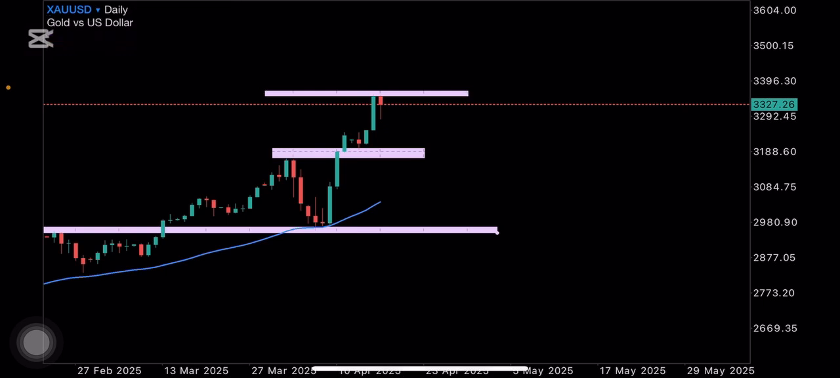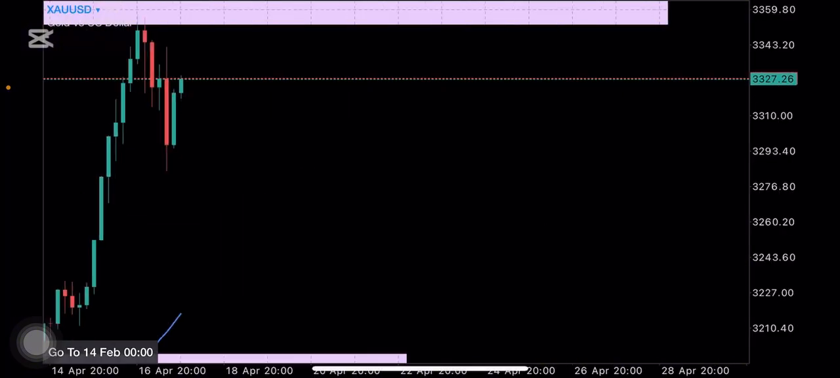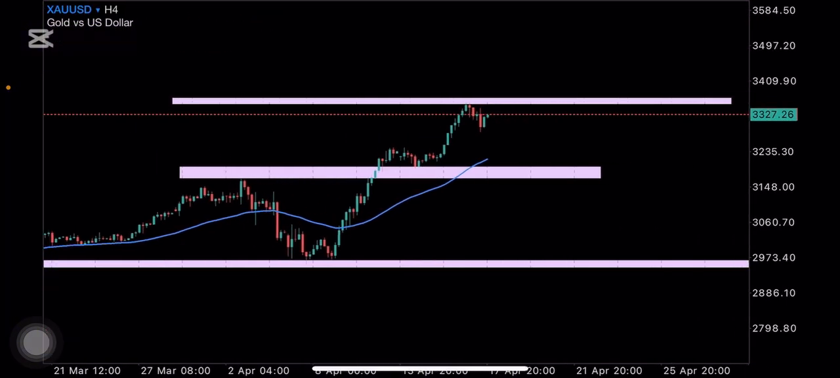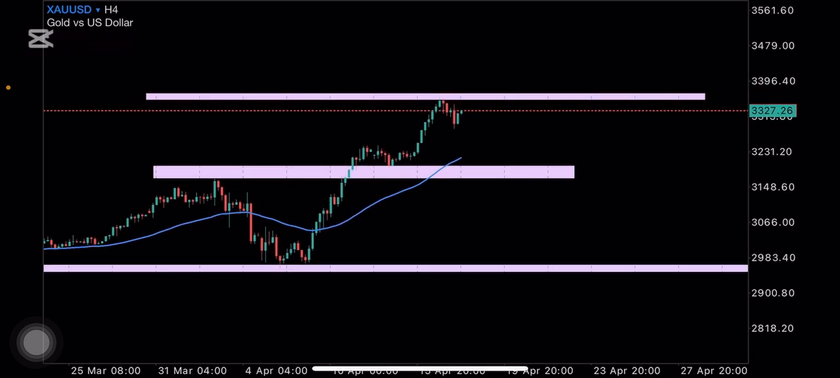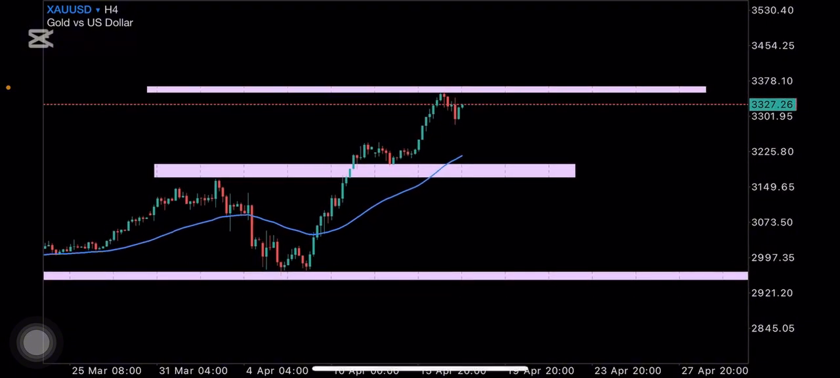Okay, so we've marked these things. So let's go to H4 time frame. You can see gold has been soaring so high. There is even little or nothing you can do about it. There's nothing much to mark. But at this point, we've marked our key levels, right?